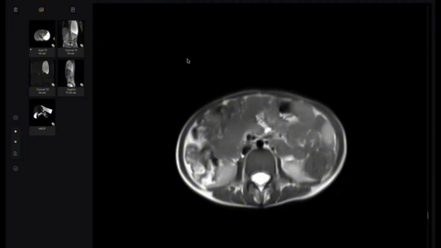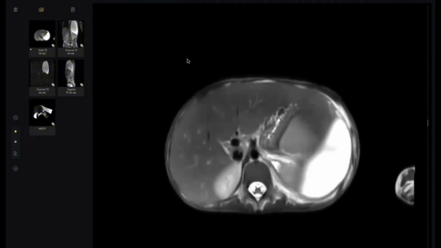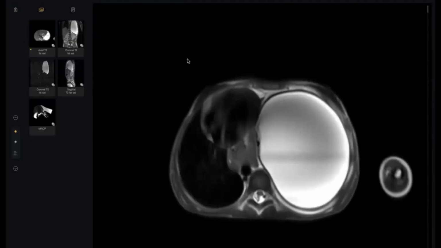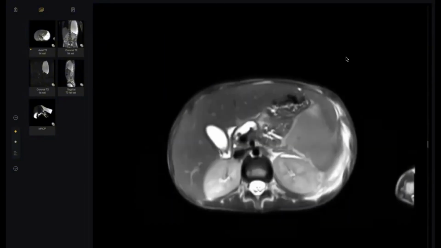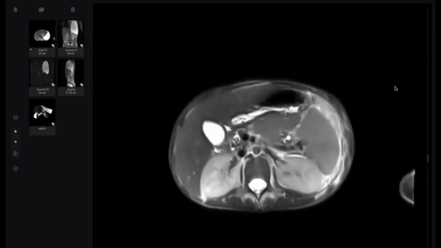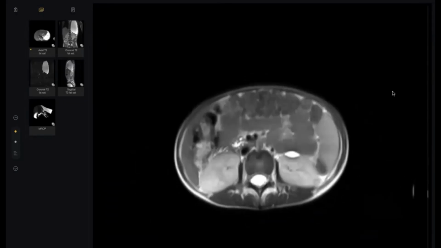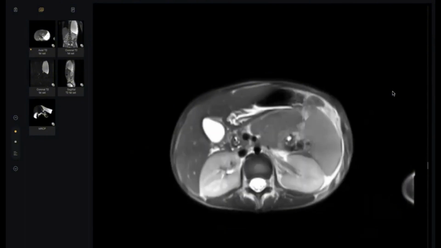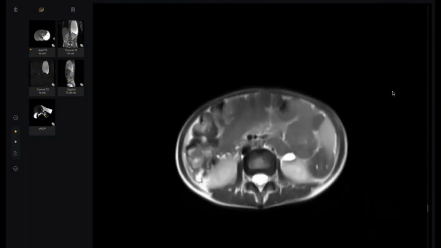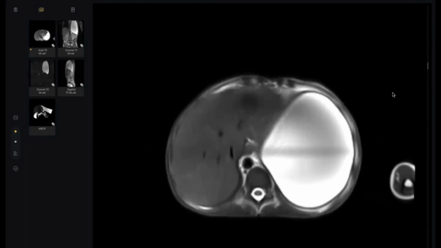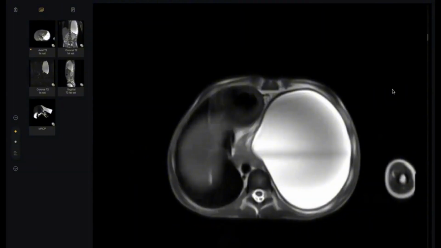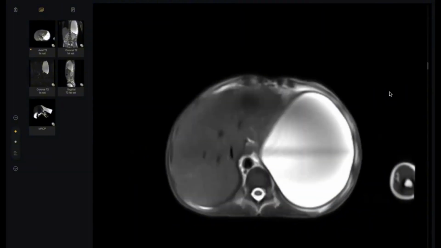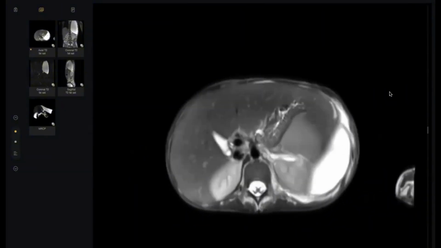Sir, history? Doctor, this patient, an 11-year-old, presented with recurrent pleural effusion. I am provided with the T2 weighted images, in which I can appreciate a large pleural effusion on the left side. Scrolling from top to bottom, the large pleural effusion is causing a mediastinal shift toward the right side, coming toward the abdomen.